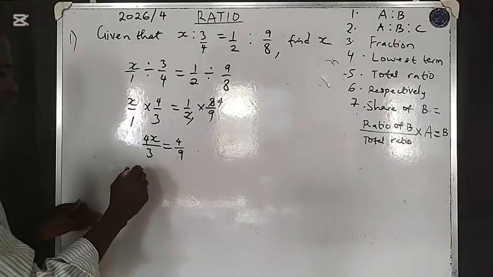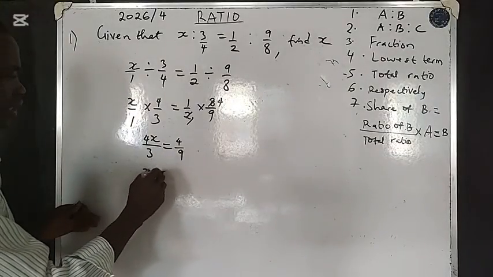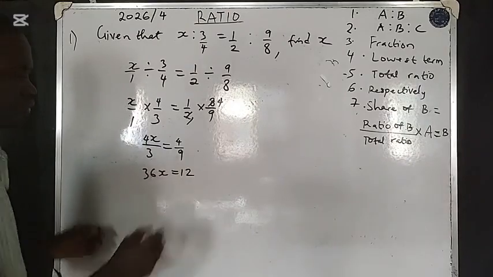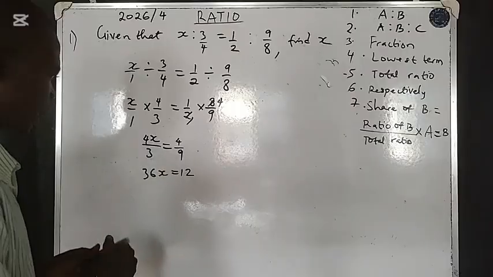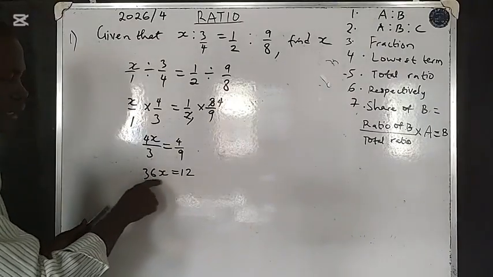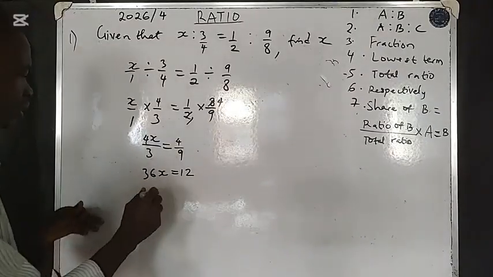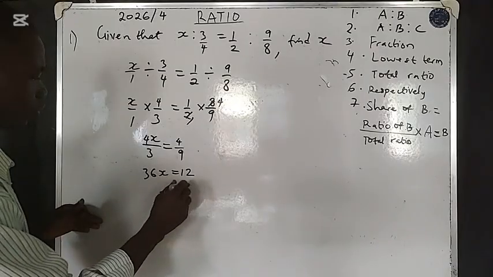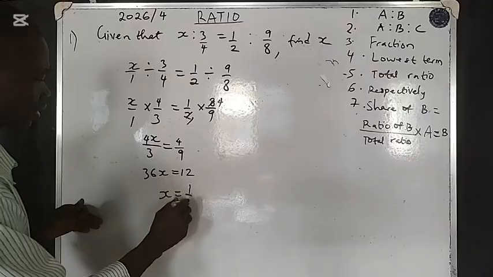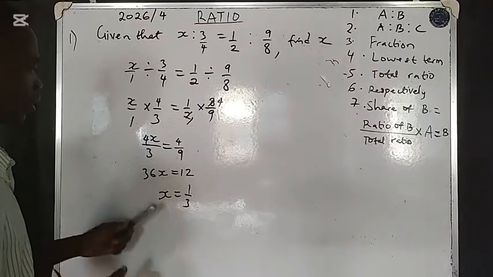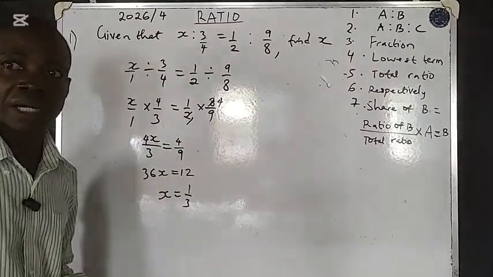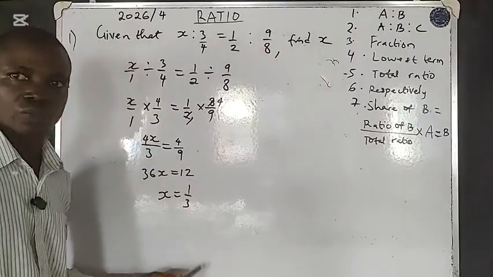4 times 9, that will give us 36x equals 12, right? When we divide both sides by the coefficient of x, by 36, we are going to have 1/3. So our x that we are looking for is 1/3. We are correct, right? Good. Let's move to the next question.